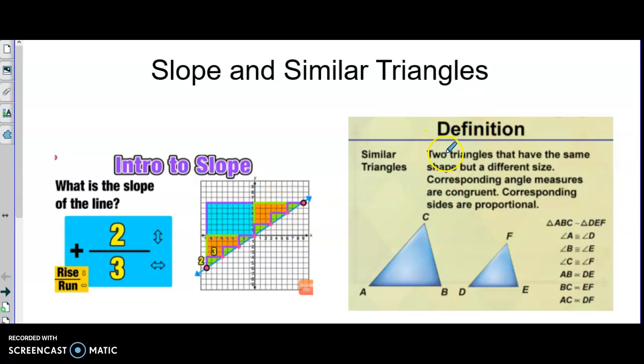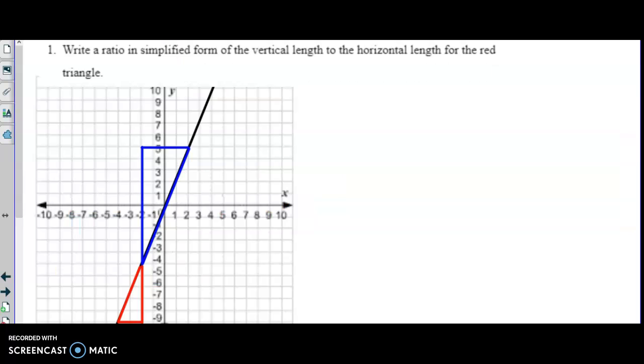And by definition, similar triangles are 2 triangles that have the same shape but different size. And then likewise, the blue triangle, which is kind of hard to see here, but it's this giant triangle. It's also a similar triangle to the orange and the green because it does have the same shape, just a different size. So let's look at some of these problems.